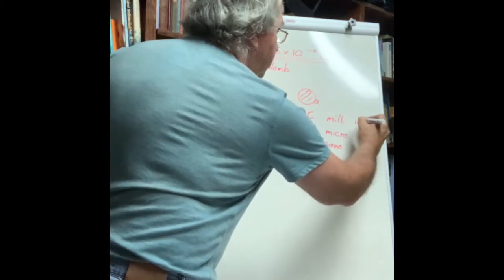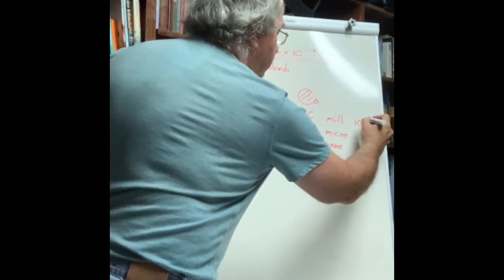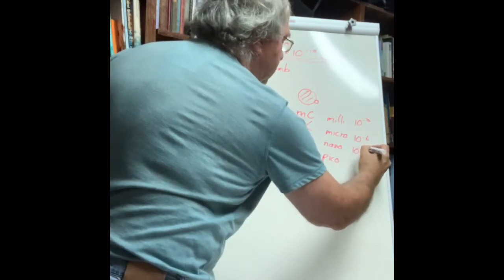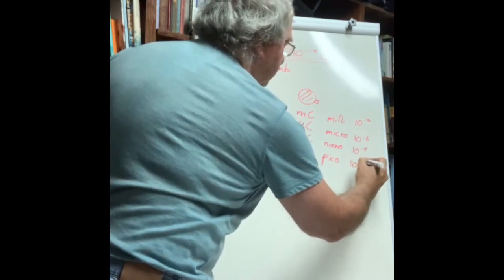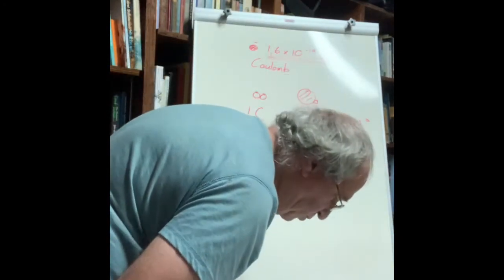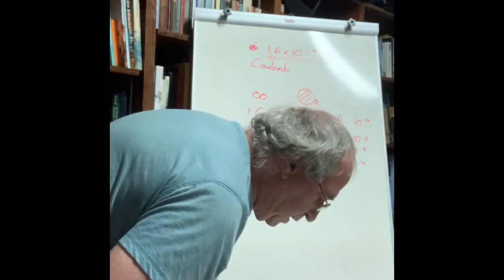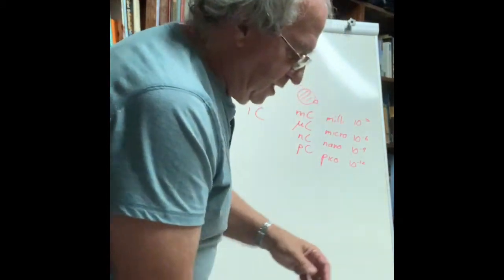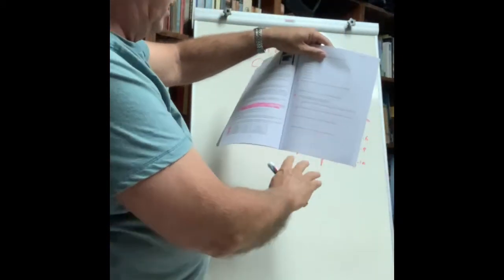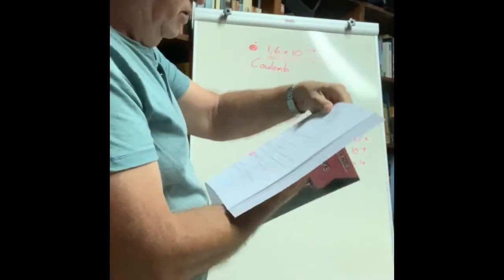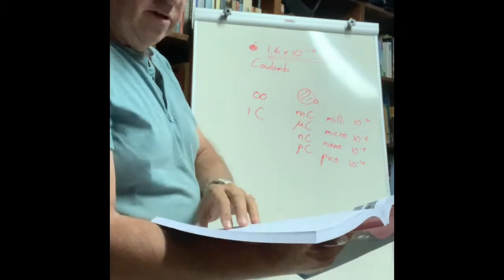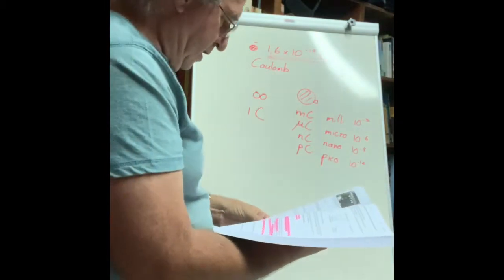Milli is 10 tot die mag min 3. Micro is 10 tot die mag min 6. Nano is 10 tot die mag min 9. Pico is 10 tot die mag min 12. Goed. Dit sou veilig wees as jy hierdie dinkskrim kan doen. Dit is 'n lekker oefening om te doen, dinkskrim 15.1, dat jy bietjie kan sien of jy hierdie begrippe verstaan het. Dit is niks moeilik nie.